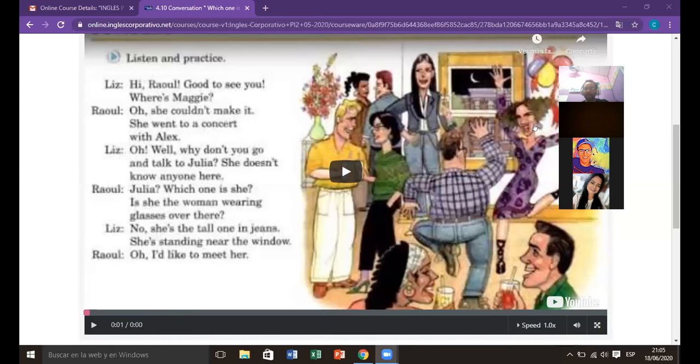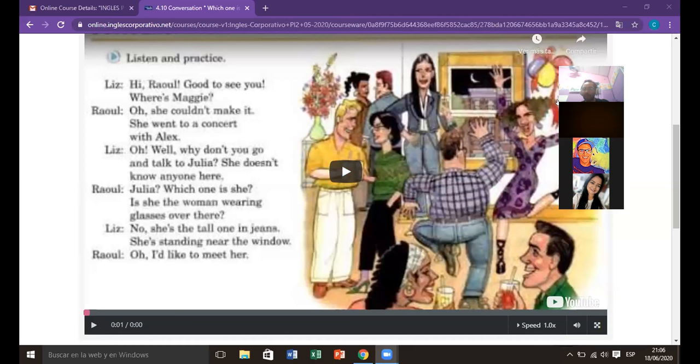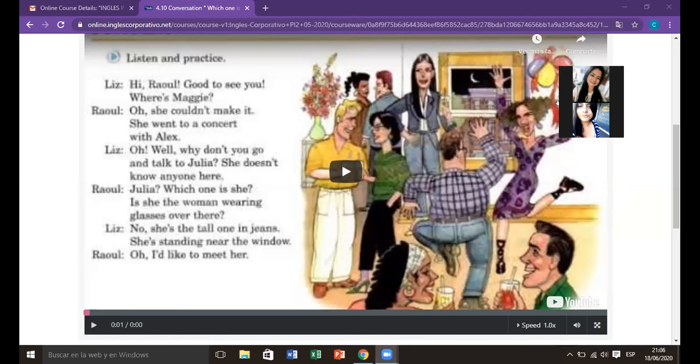So when we look at this topic here, you can see in the conversation, I need two people to read. Alan, can you please read? And Sylvia, can you please read? One is Liz and one is Raul. I'm going to be Raul.